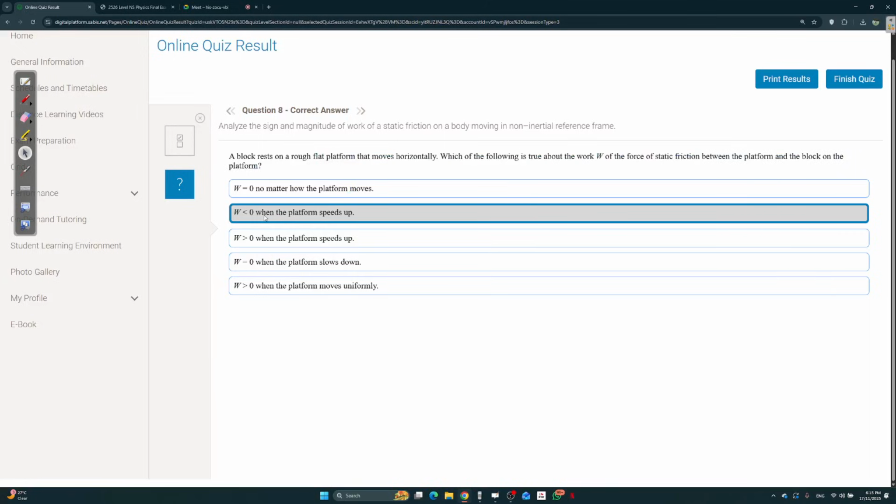Obviously it's gonna be negative when it speeds up. If they said equals 0, that's only when it's at rest or when it's not moving. Okay? So over here, negative when the platform speeds up.